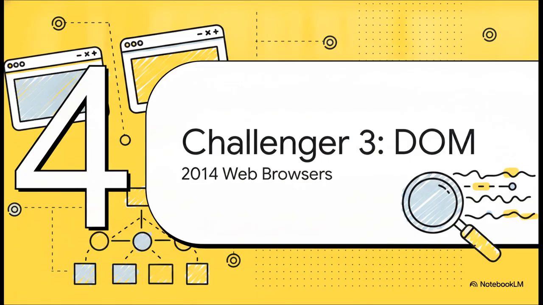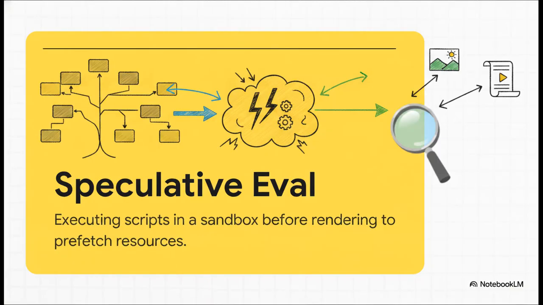All right, Section 4. Challenger 3, DOM execution. Moving to 2014, this challenger is grounded in something you literally use every single day, your web browser. Under the Document Object Model, or DOM, HTML trees encapsulate JavaScript which speculatively runs in a sandbox, actively altering the document's hierarchical state.